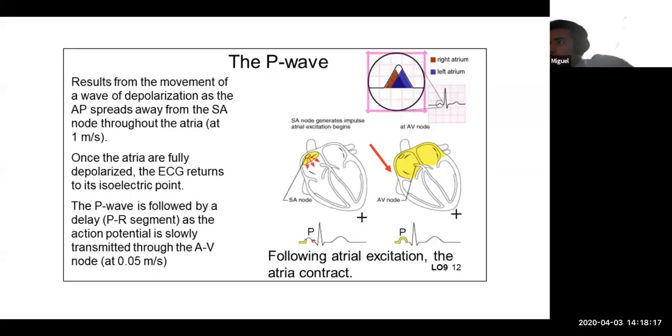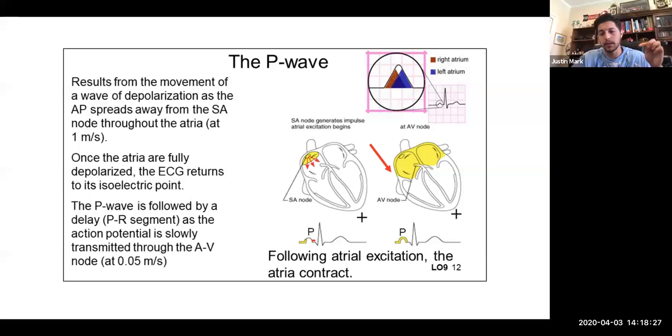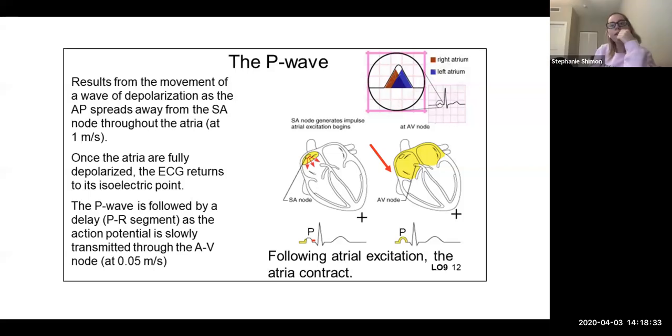Yeah, I had a question though. So it is being delayed in the AV node, or the isoelectric thing is just going to the AV node? So the isoelectric line represents the conduction delay from the SA node to the AV node. Okay, got it. Does that make sense?